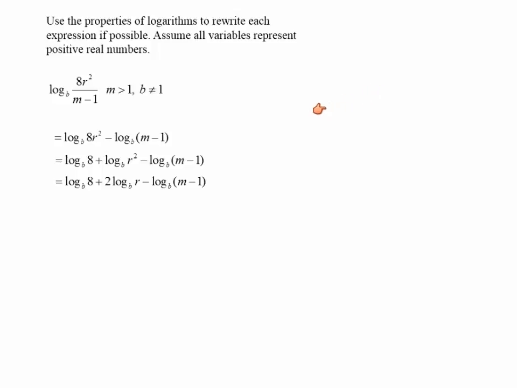Use the properties of logarithm to rewrite each expression if possible. Assume all variables represent positive real numbers. Looks like I can use the quotient rule here. If I have log of x over y, I can write this as log of x minus log of y to rewrite this. The base would be the same. So in this case, we want to find log of 8r squared over m minus 1, when m is positive and b is not equal to 1.